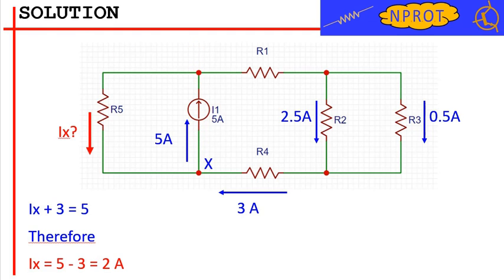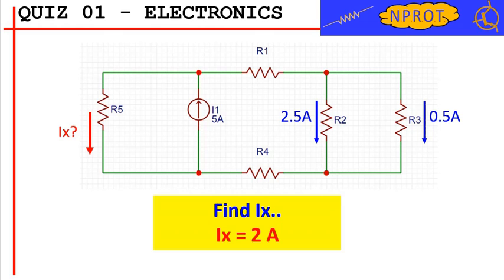In formulas, we have that Ix plus 3 amperes must equal 5 amperes. Hence, it turns out that Ix must be equal to 5 amperes minus 3 amperes, which in turn equals 2 amperes. Therefore, the unknown current is equal to 2 amperes. Well, the exercise has been solved.